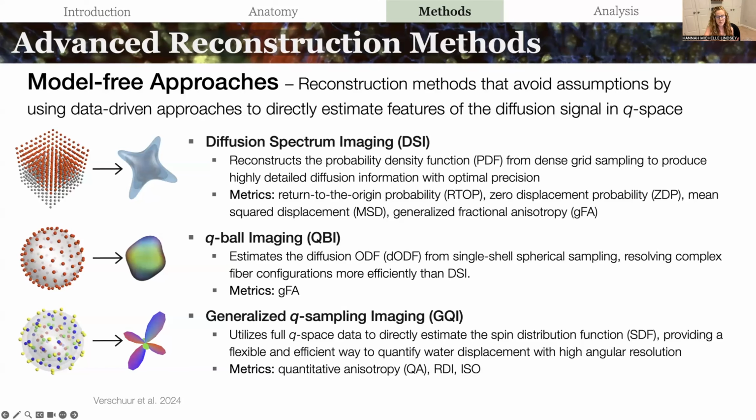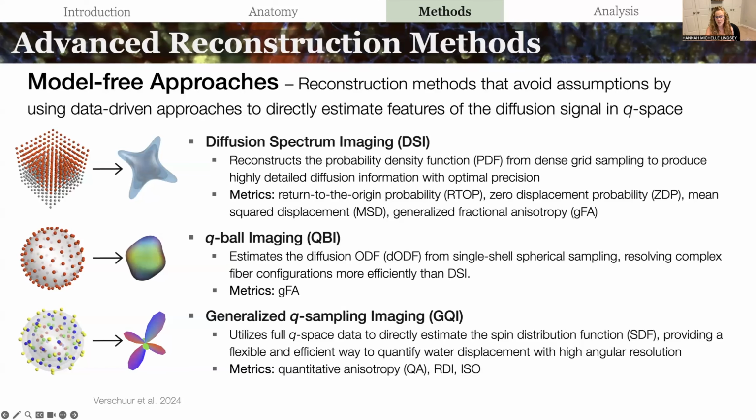Given the multi-compartmental nature of the GQI-derived metrics and its ability to leverage multi-shell or full Q-space data, GQI gives us more biophysically meaningful and detailed insights into diffusion behavior and tissue microstructure, and this makes it so much more robust and versatile than QBI.